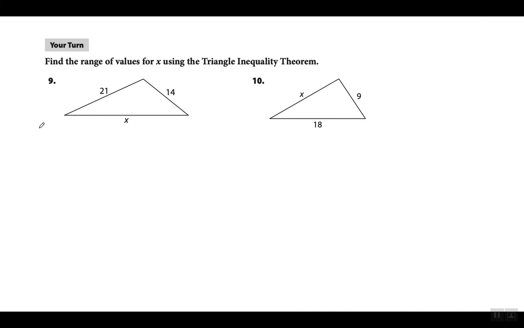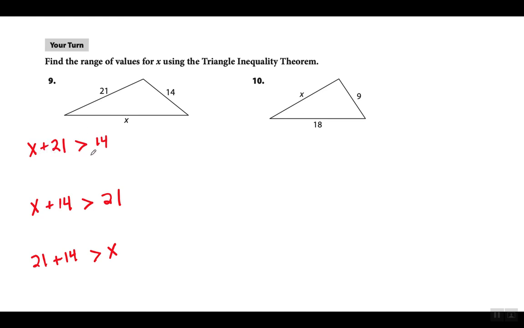All right, so for number 9, let me start with x plus 21 has to be greater than 14. Let me do that one. The other possibility is x plus 14 has to be greater than 21. And the last possibility is 21 plus 14 has to be greater than x. All right, now let me solve each one.